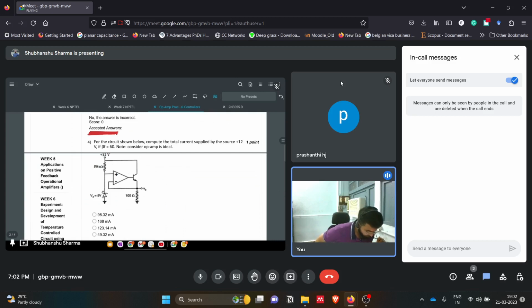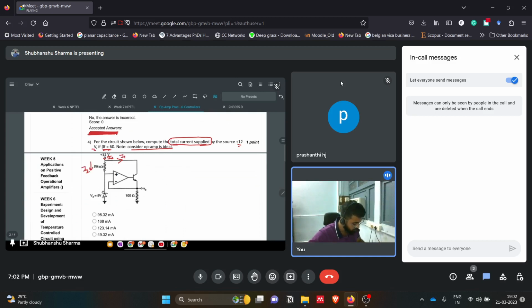For the circuit shown below, compute the total current supplied by the source. The plus 12 volt is given as the source voltage. This beta factor is 60. Consider the op amp is ideal. So we have to calculate the total current supplied by the source. This is the source current IS. One current is being diverted through here, I1, and another current is being diverted through here, I2.